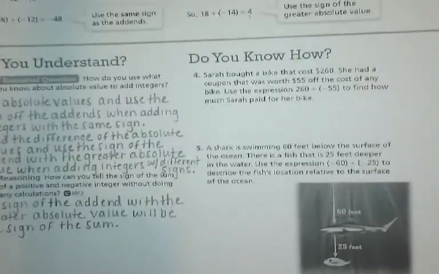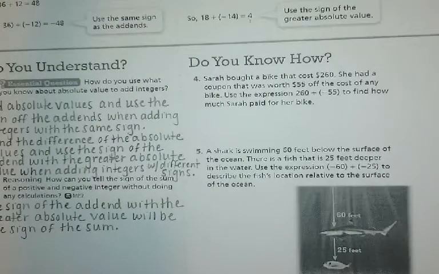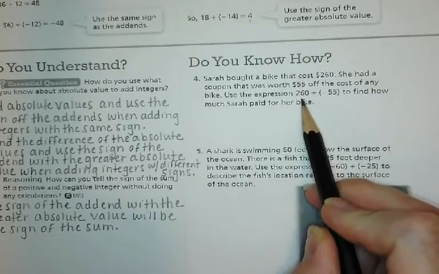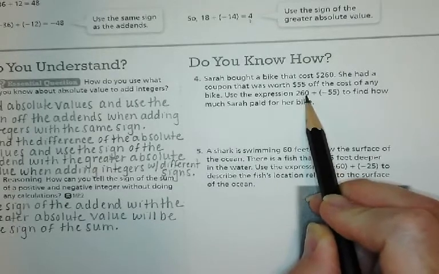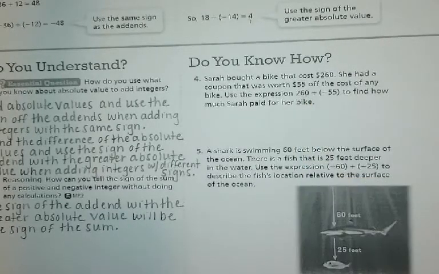Okay, moving to a couple example problems. Number 4, Sarah bought a bike that cost $260. She had a coupon that was worth $55 off the cost of any bike. Use the expression 260 plus a -55 to find how much Sarah paid for the bike. So the bike has a value in the store of $260. That's what the store wants.